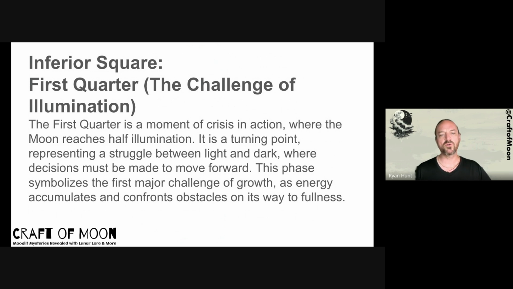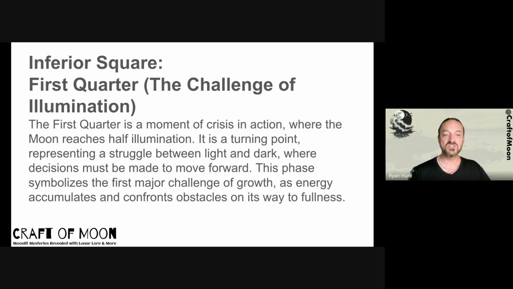It's the first quarter, a moment of crisis in action, where the moon reaches half illumination. And this is a turning point that represents the struggle between light and dark. In the moon, we are seeing this battle of light and dark take place across the face of the moon. Which side is going to win? Is dark going to win? Is light going to win? What side is going to win in the battle across the face of this moon?